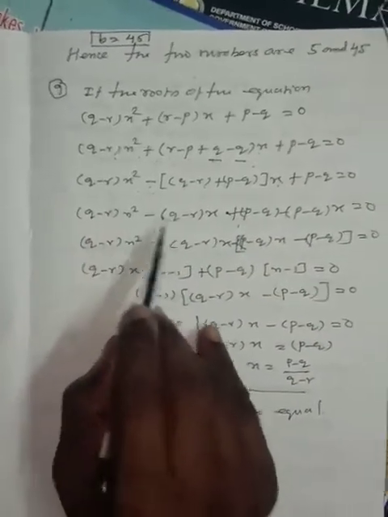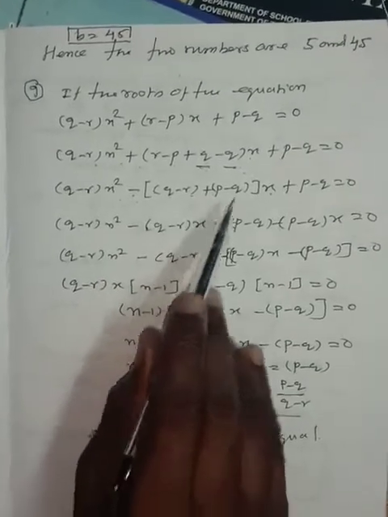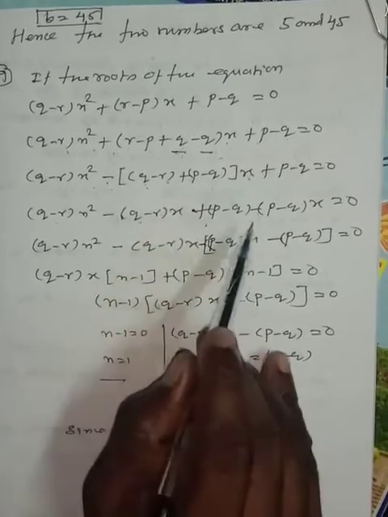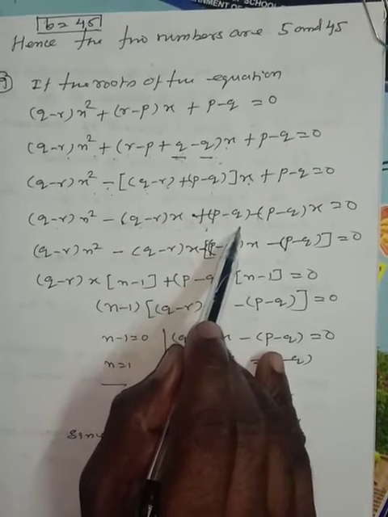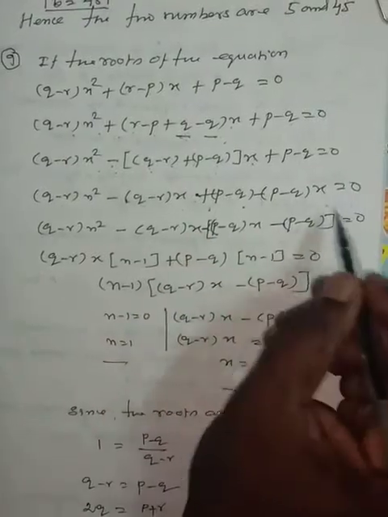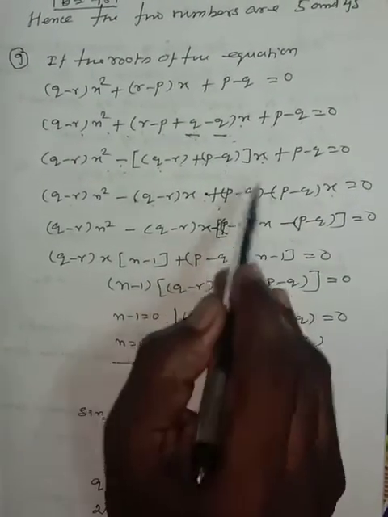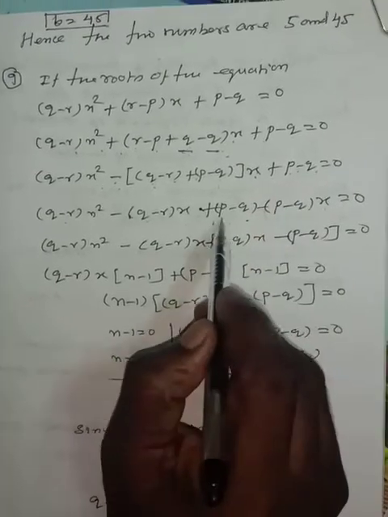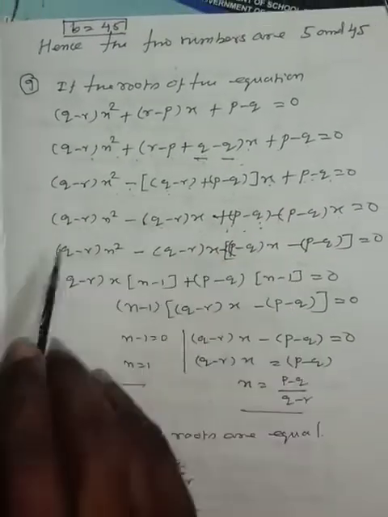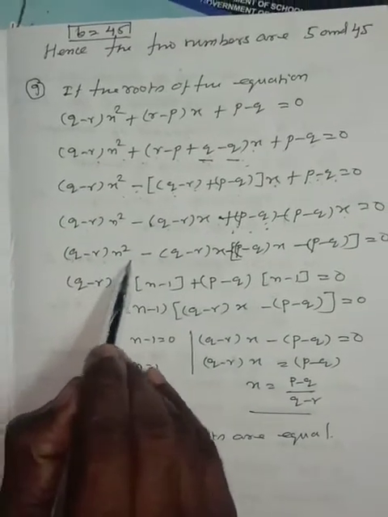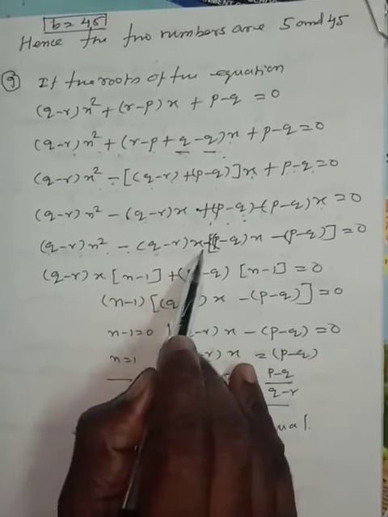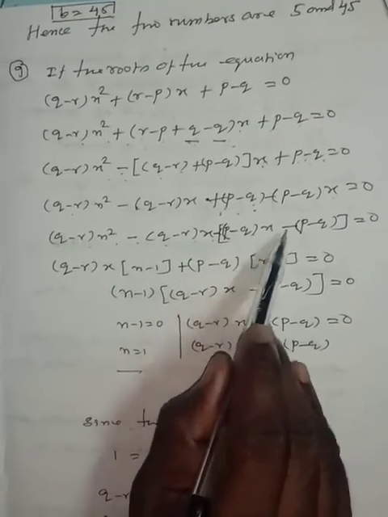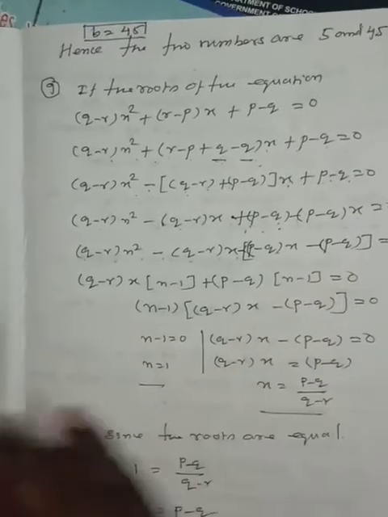Q minus r of x square minus (q minus r) of x. Multiply this x into this bracket. Next, minus (p minus q) of x. Then plus last term, p minus q. Take (q minus r) of x square minus (q minus r) of x minus of (p minus q) of x minus (p minus q) is equal to 0.